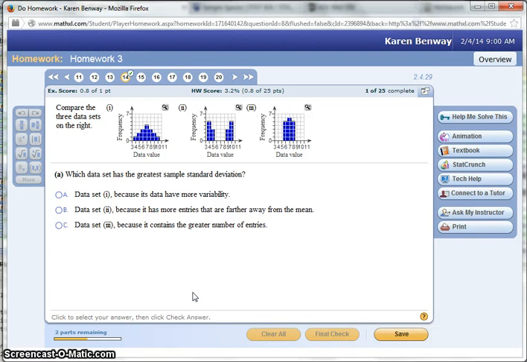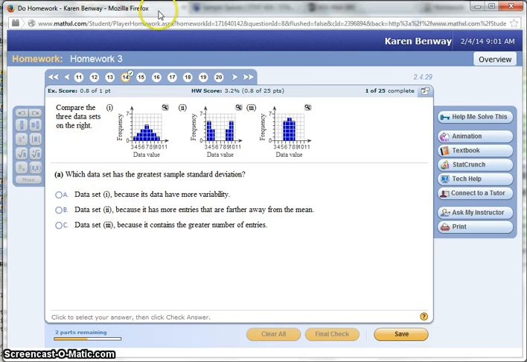As I looked through the MyStatLab gradebook for homework 3, I noticed that quite a few people missed question 14, so I wanted to go over that in a little video. This question asks us to look at these three data sets and compare the standard deviations.